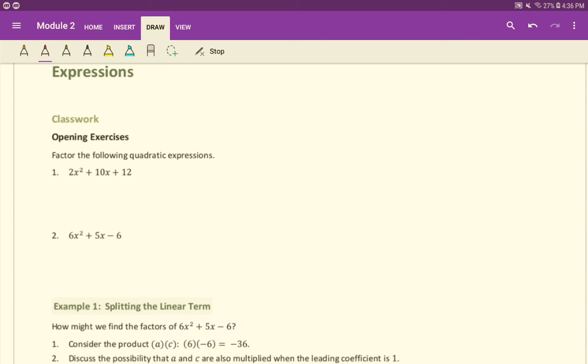So let's take a look at the first one. All right, you'll notice that there is a GCF that we can factor out. And anytime we're asked to factor something, it's always a good idea to factor out the GCF first. Or ask yourself, is there a GCF? And here there is. What can we take out from all three terms here? All three terms are divisible by 2.